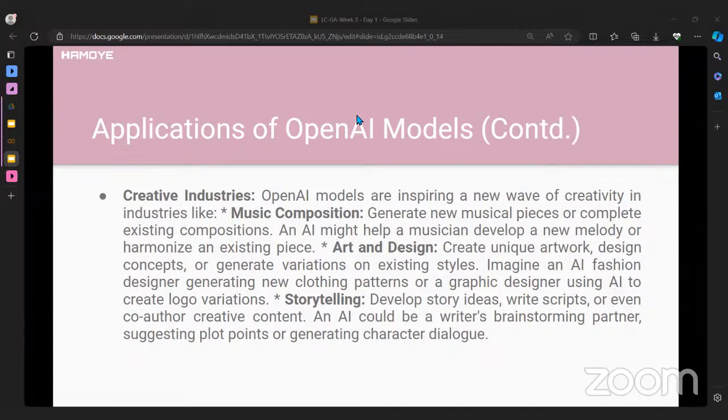Right. So as you can see, open AI models are not just about automating tasks. They are about enhancing human creativity and efficiency across various sectors. So these models open up new possibilities for innovation and problem solving in ways that were unimaginable just a few years ago. So let's go on to the next slide.